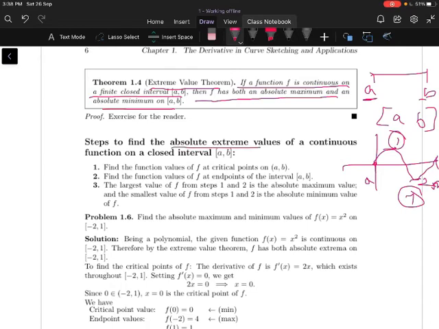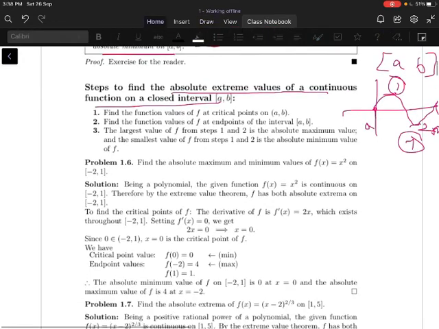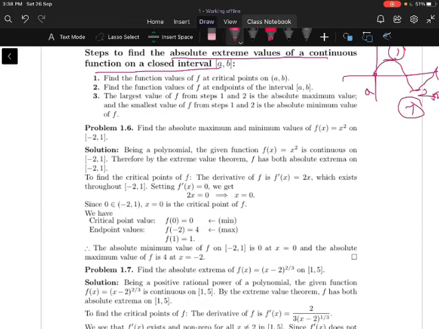To find the absolute extreme values of a continuous function on a closed interval a comma b, let us follow the steps here. Let us check the first step now. Find the function values of f at critical points on a b. So how do you find critical points? Just differentiate the function f, we get f dash, and equating it to 0, we have the critical points. So we have to find the critical points for the open interval a comma b. So that critical point lies between a and b. It should not be a and it should not be b. So that is the interior point of the interval a comma b.